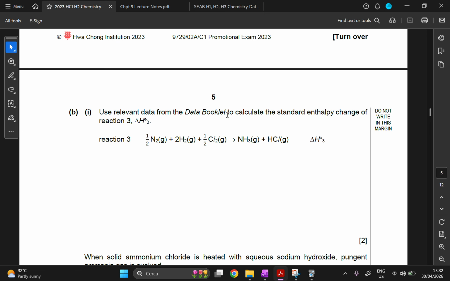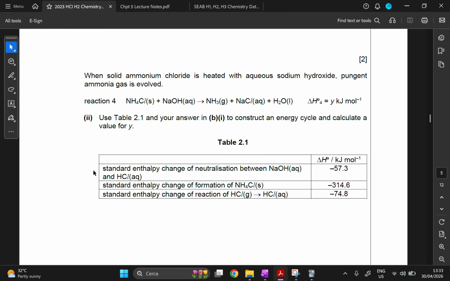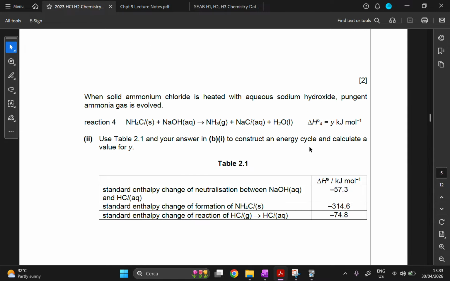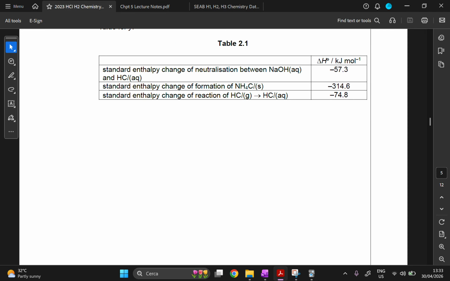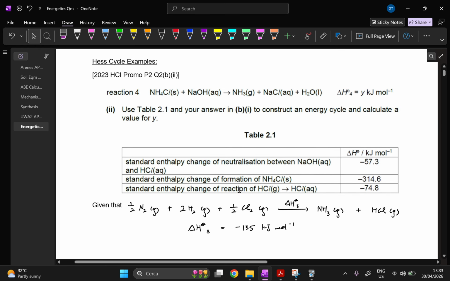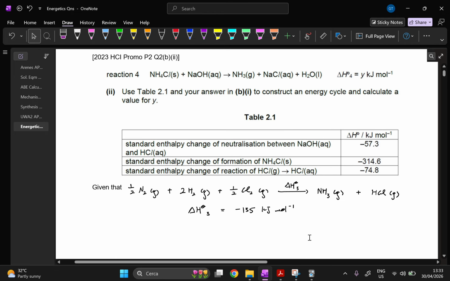I'm also not going to go through this because this one is really just using bond energy data to calculate your enthalpy change of reaction, which you more or less did in Sec 4 already. So I'm going to go through this part of the question. Question 2B part 2 of 2023 promo. And yeah, I'm just going to give you the delta H3 that they ask you to find in B part 1, which is just minus 135.